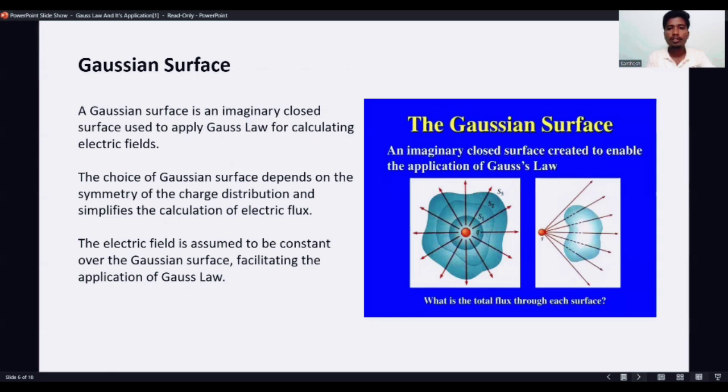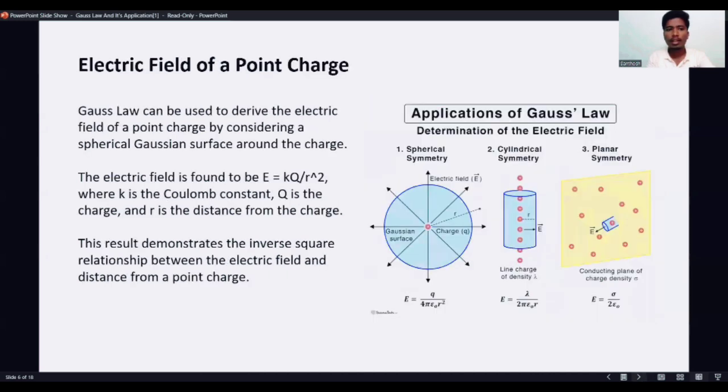Then the Gaussian surface. What is it? A Gaussian surface is an imaginary closed surface used to apply Gauss law for calculating electric fields. The choice of Gaussian surface depends on the symmetry of the charge distribution and simplifies the calculation of electric flux. Finally, the electric field is assumed to be constant over the Gaussian surface, facilitating the application of Gauss law.